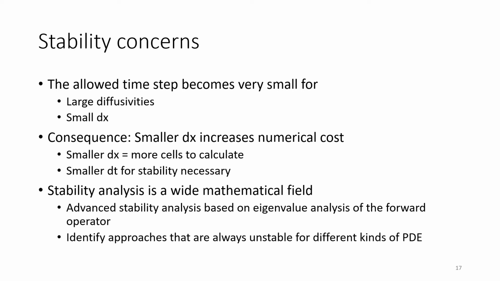But of course, the spatial resolution and the temporal resolution are things that depend on my numerical model. So this is something where I have influence as a modeler. And the consequence from this time step criteria is that when I use a smaller spatial discretization, that means I need more cells, which increases my numerical cost. But also, I have a smaller time step due to stability reasons.